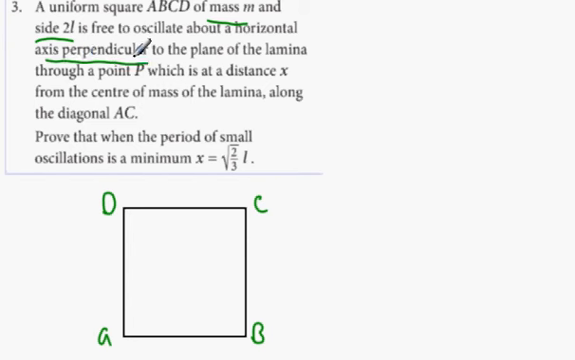The only formula we have for a lamina isn't perpendicular to the plane. It's horizontal to the plane, which means we're going to use the perpendicular axis theorem to convert it to perpendicular to the plane. Which is distance x from the center of mass of the lamina. Center of mass of the lamina, anybody? Dead center. It's got to be dead center.